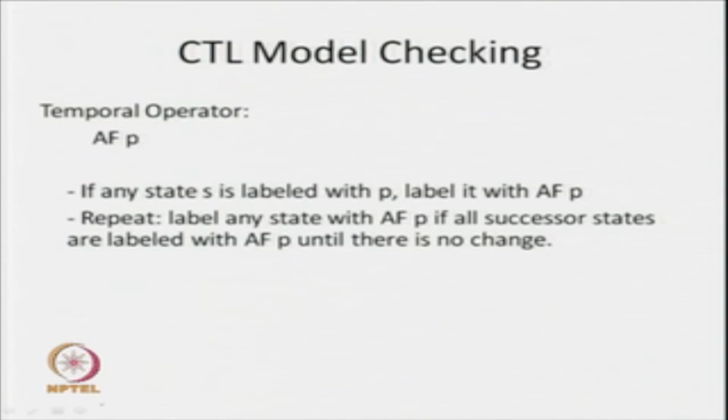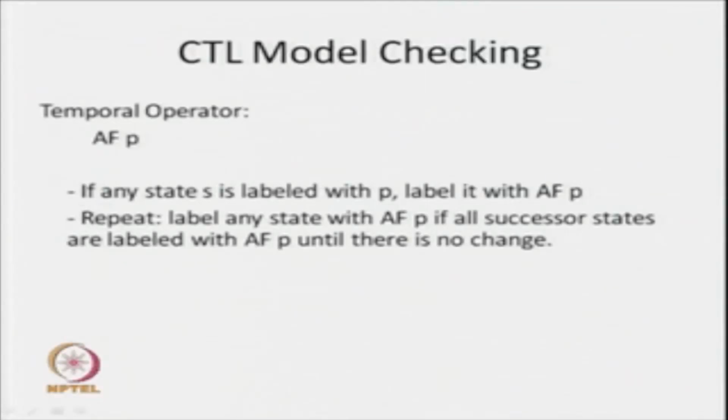So, the next operator is your AFP. What is AFP? Basically, in all paths, in the future P must be true. So, wherever you go, we must get a state in the future where P is true. Now, how are we going to get an algorithm for this particular operator? You just see that we are saying that if any state S is labeled with P, label it with AFP. Now, if we are going to look for AFP, then P is a subformula, so we must have the label of P. So, we are saying that if any state S is labeled with P, then label it with AFP. Why can we do this?